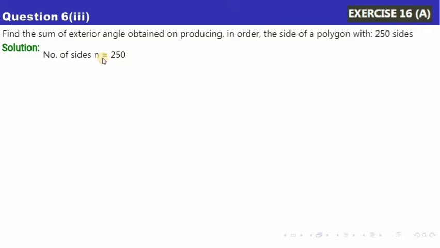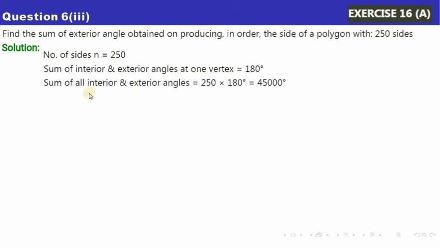Okay, so the number of sides is 250, and all of you know that the sum of the interior and exterior angles at one vertex is 180. That means the sum of all interior and exterior angles, like in the earlier case it was 7 into 180 degrees, this time we have 250. The number of sides is given to be 250, so it will be 250 into 180, and when you multiply you get 45,000 degrees.